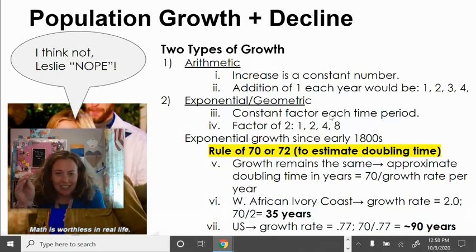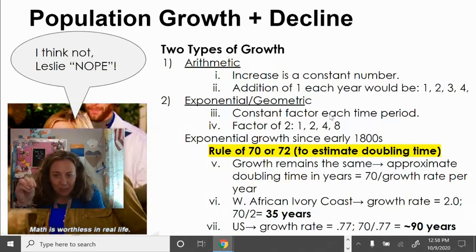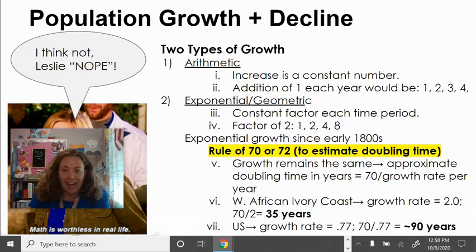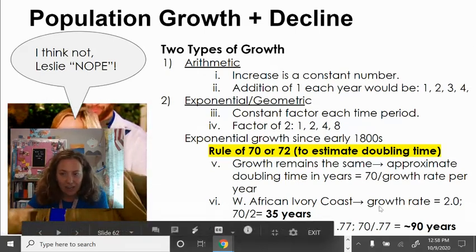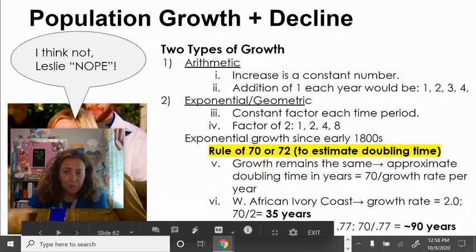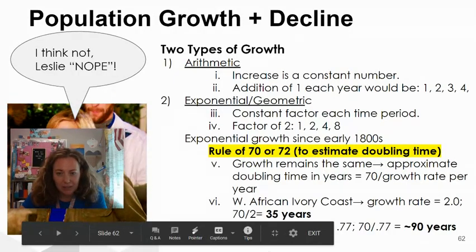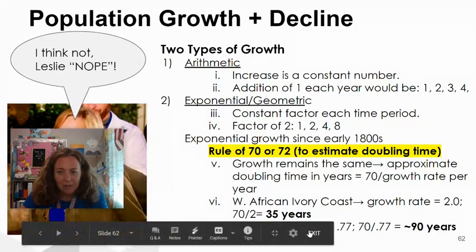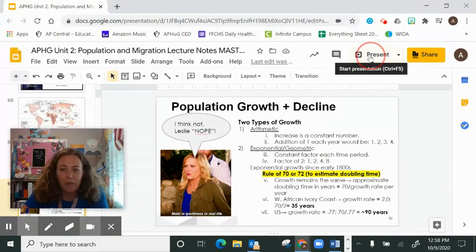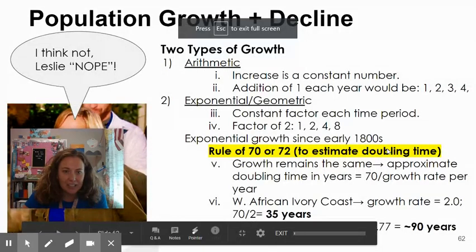Exponential growth since the early 1800s, again using that rule of 70 or 72 to estimate the doubling time, we've started to see this same pattern. So for example, in the Ivory Coast, which is in West Africa, they are expected to double their population right now in 35 years. Versus the United States, which has a doubling rate of about 90 years. So pending we stay on the same track, we have about 90 years until we can expect a double population.